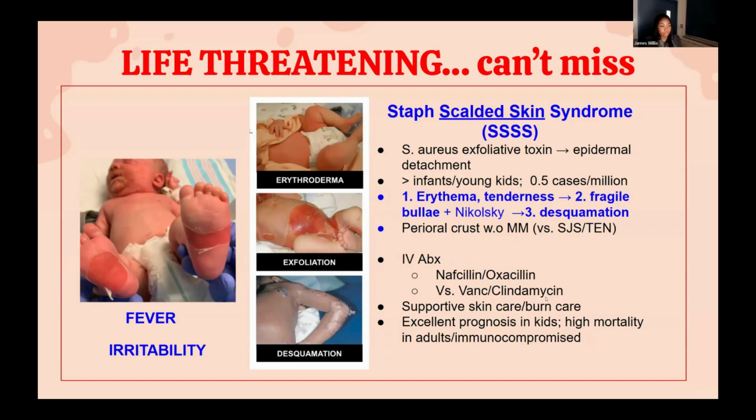Supportive care, burn care, so whether it be your bacitracin, Xeroform, just gentle treatment of the skin. There's an excellent prognosis in kids, but not so much for adults and immunocompromised.